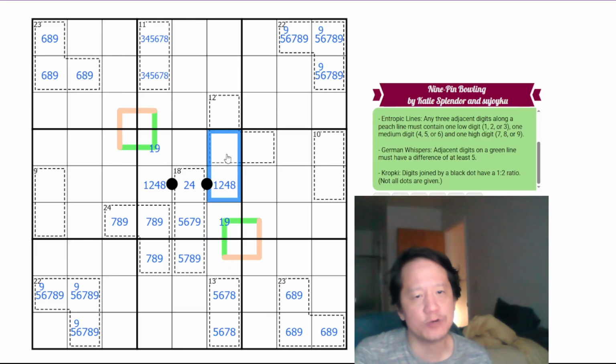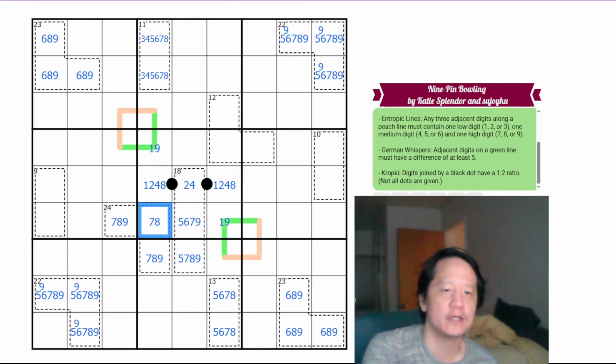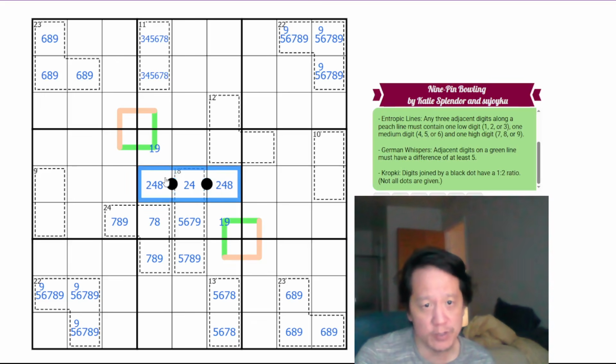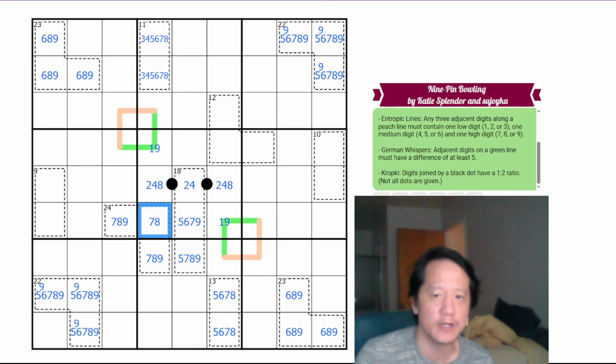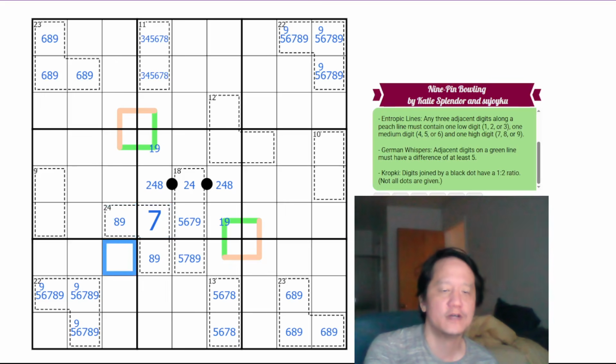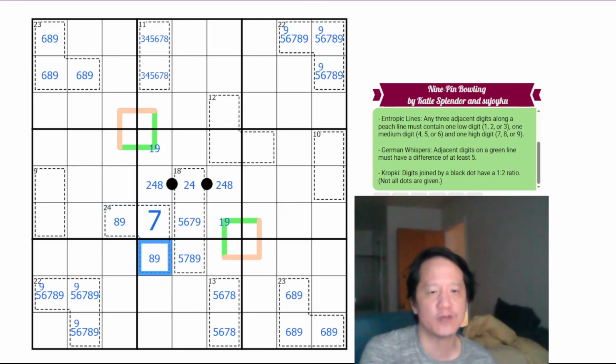That eliminates 1 and 9 in the rest of the central box, so this cannot be 9 here. This can't be 1, so this must then be 2, 4, and 8 as a triplet here, which eliminates 2, 4, and 8 in the rest of the box. This can't be 8. It's 7, which eliminates 7 in the rest of the cage. So this is 2 and 8 surrounding a 4 here.